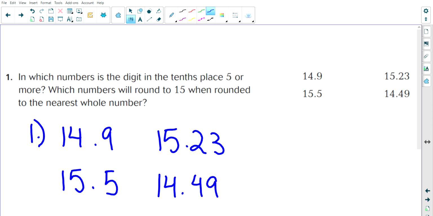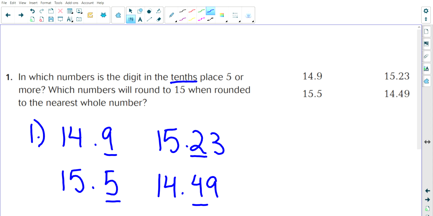All right, number 1 asks, in which numbers is the digit in the tenths place 5 or more? Which numbers will round to 15 when rounded to the nearest whole number? So first things first is we need to make sure we understand where the tenths place is. The tenths place is the first place behind the decimal. So go ahead and underline the tenths place in each of those numbers we just wrote down.